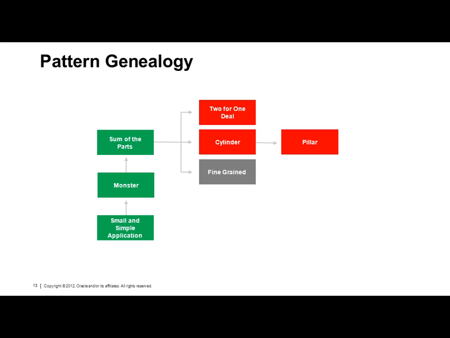So in this presentation, we're going to look at approximately 7 patterns, and what we've got here is effectively a genealogy of the patterns that we're going to present. You'll notice we've got different colors here. On the left-hand side, we've got green. On the right-hand side, we've got red, and then a gray pattern. What the different colors here are used to indicate is the left-hand side patterns, that is the small and simple application architectural pattern, the monster pattern, and the sum of the parts pattern.